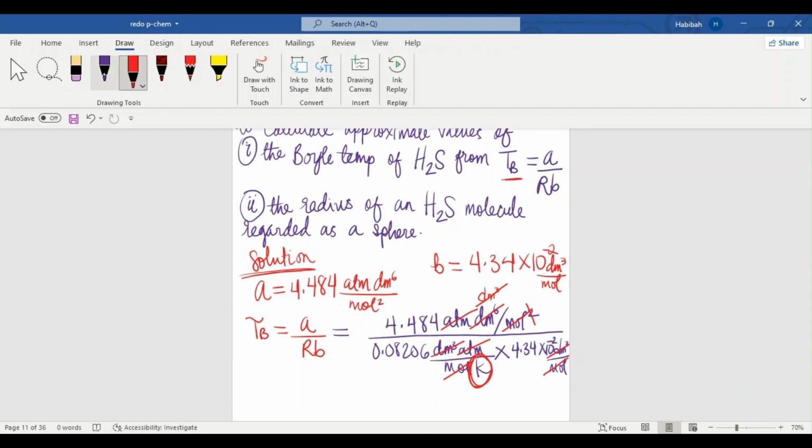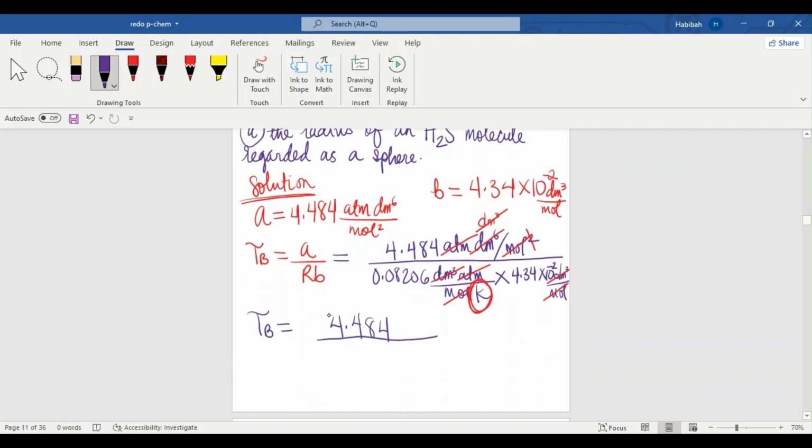So we're just going to rewrite what we have. TB equals 4.484 divided by 0.08206 times 4.34 times 10 to the power of negative 2. And then you have Kelvins here, the unit for temperature. So that is how it's done.